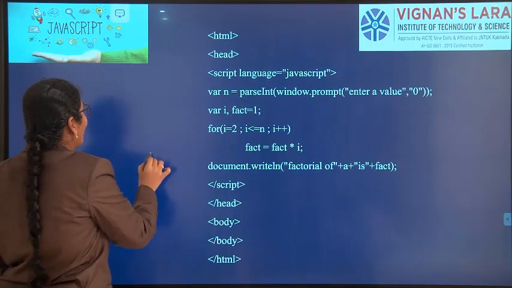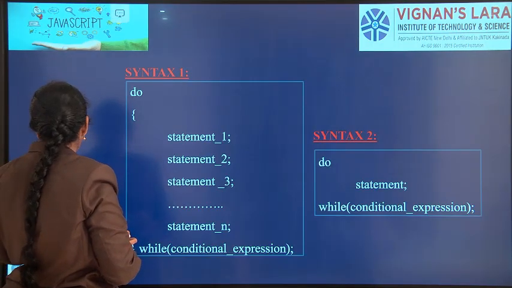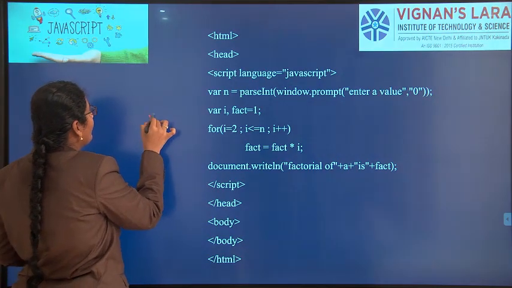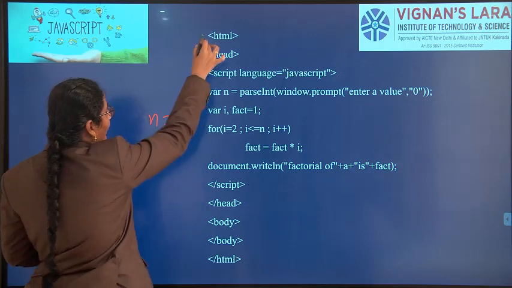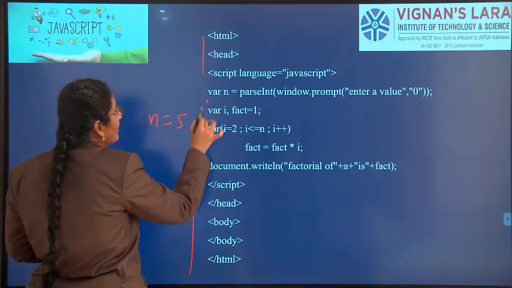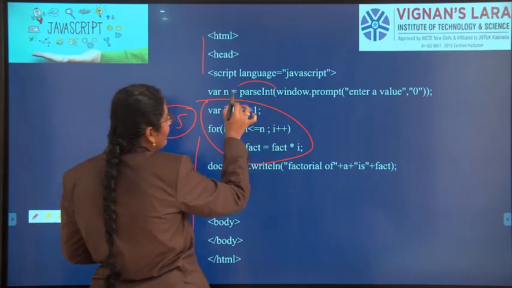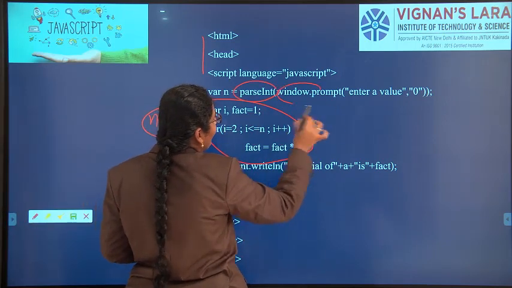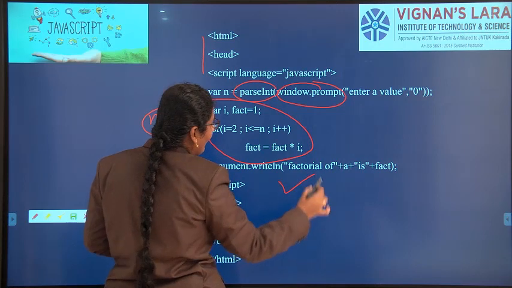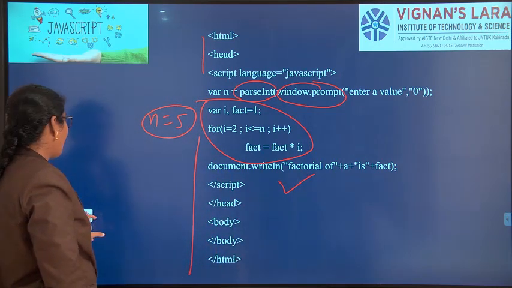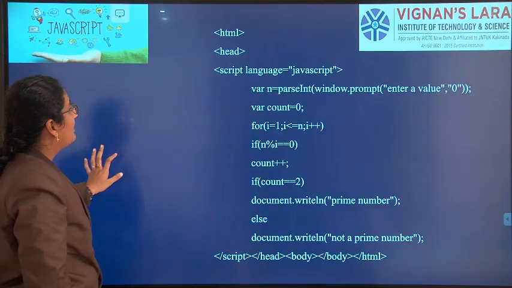If you have given the n value equal to 5, then opening and closing tags, code for factorial, n is not a string so convert into integer, parse it. Since it is the input, window.prompt. After executing this program, we will get the factorial value of 5, since you have taken n value equal to 5.